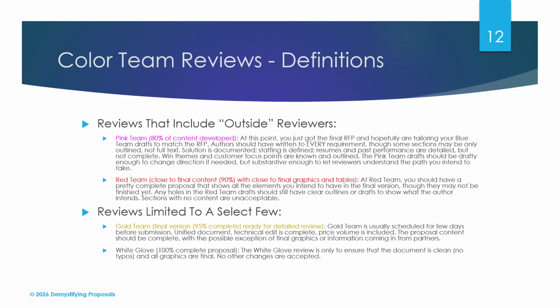So for Pink Team, generally speaking, we want about 80% content developed. So at this point in the process, you're very early on, but hopefully you are tailoring your blue team drafts. Hopefully you've had a chance pre-RFP to do some content development, and now you want to tailor what you did in your blue team drafts to match what the final RFP actually says. Authors should have written to every requirement. So some content sections may be only outlined, not full text, but some sections are hopefully full prose.